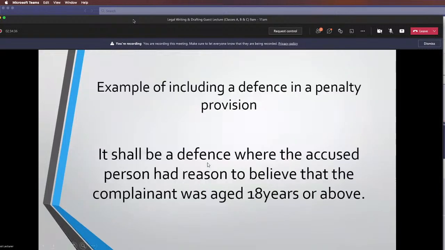So that is important. Now, I'm giving an example of a defense in a penalty provision. I've already mentioned this. I'm saying it shall be a defense where an accused person had reason to believe that the complainant was aged 18 years or above. Most of us who will be defense lawyers practicing criminal law, this will be a very clear defense, and it's important because it may be demonstrated that the accused had that reason because of maybe the body of the complainant, or the presentation or that kind of thing. So it's important to think of that in law at the point of drafting.